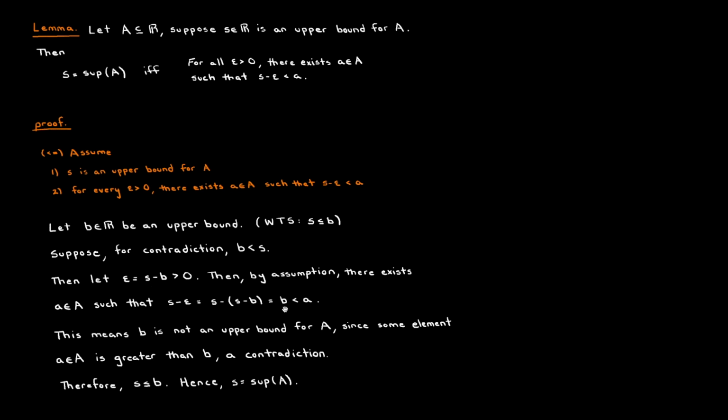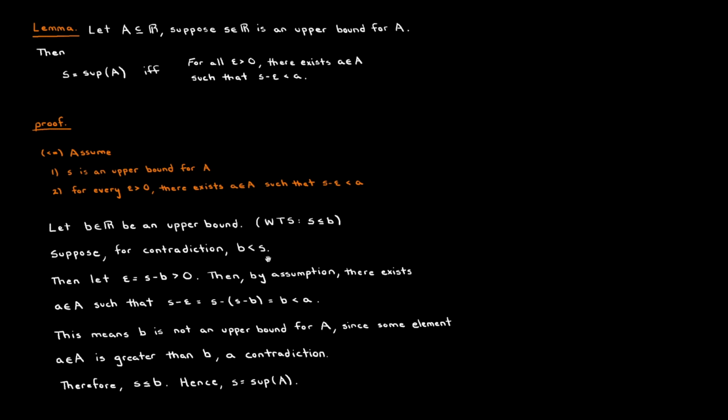And so what we get here is that B is strictly less than some element in our set A. Well, B is supposed to be an upper bound, right? B is supposed to be something that is bigger than or equal to everything in my set, capital A. But over here, we just found an element in our set, little a, that is actually strictly larger than B. And so this is a contradiction, right? This means that B is actually not an upper bound for A.